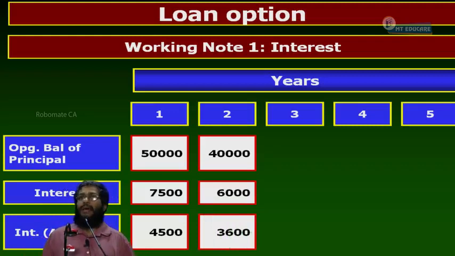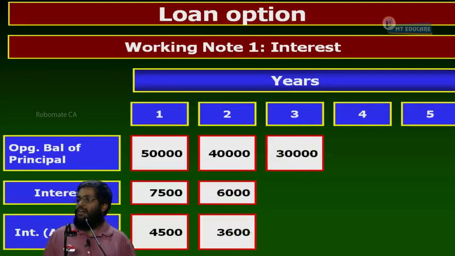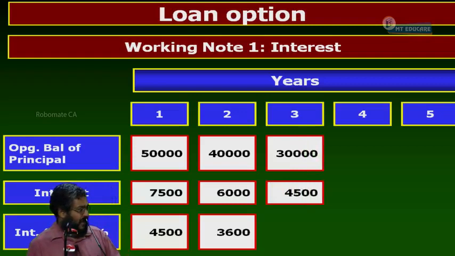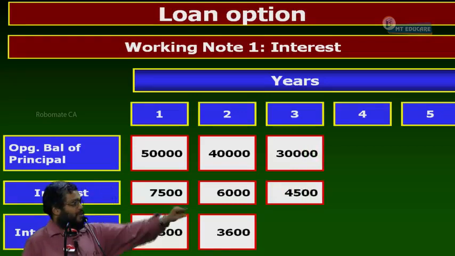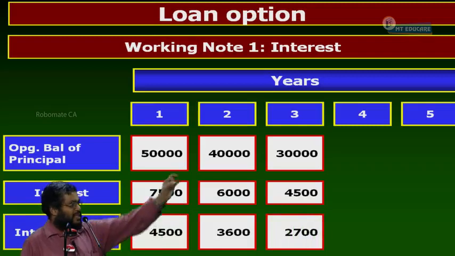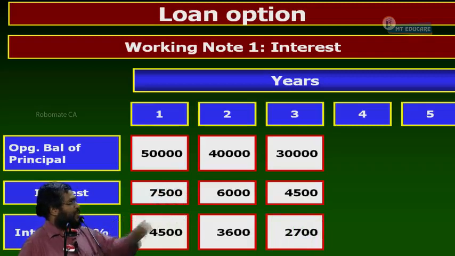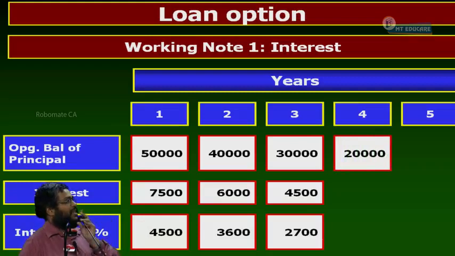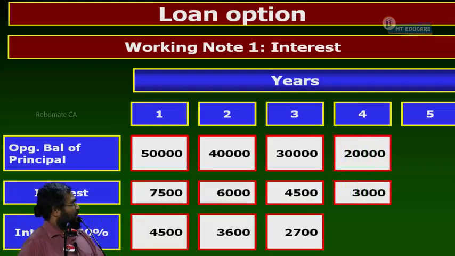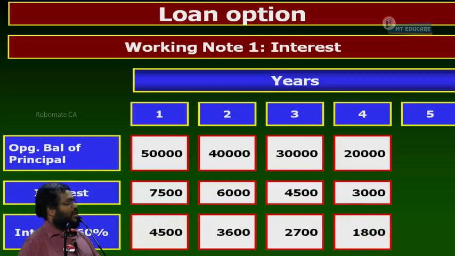Year 3, what is the principal outstanding? 30,000. On that, I have to pay how much interest? 15% is 4,500. 4,500 into 60%, what is the number here? 2,700. Interest after tax is 2,700. Comfortable? Next. Year 4, what is the principal outstanding? 20,000. Into interest 15%, 3,000. What is the interest after tax? 1,800.